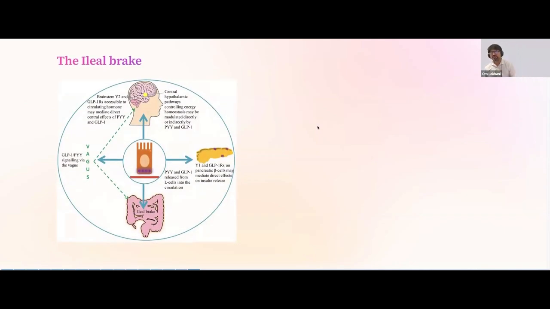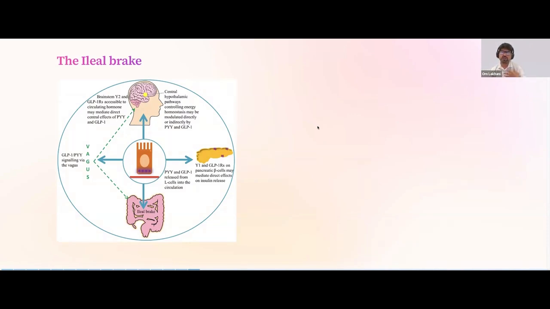Now, when the food comes into your system, there is a system called the ileal brake, right? So remember, the food goes through your esophagus and to the stomach and into the duodenum. So you have the small intestine, right? You have the duodenum, the jejunum and the ileum. Ileum is the last part of the small intestine. So when your food goes into the ileum, there are certain cells in this ileum which are called L cells. The L cells release a hormone. So when the food goes there, L cells release the hormone, which is GLP-1.